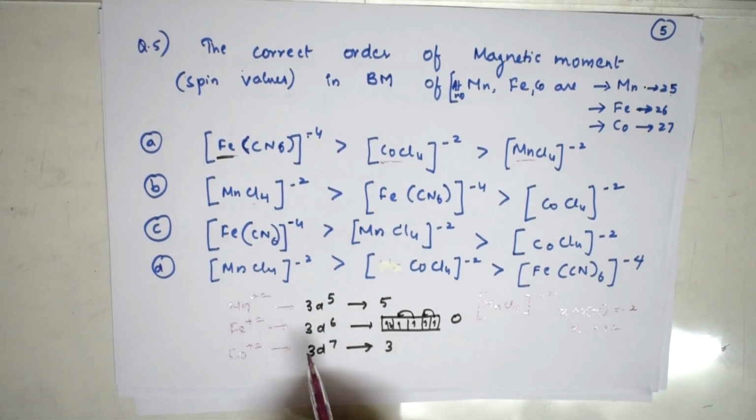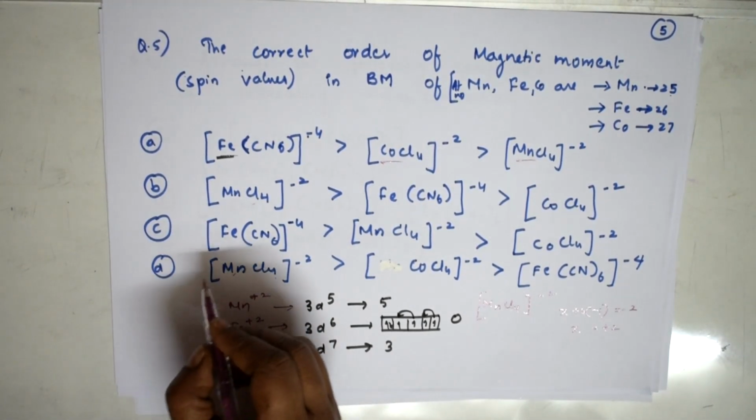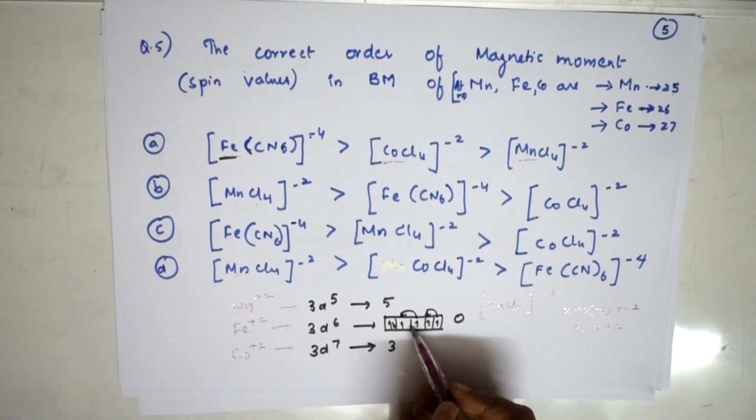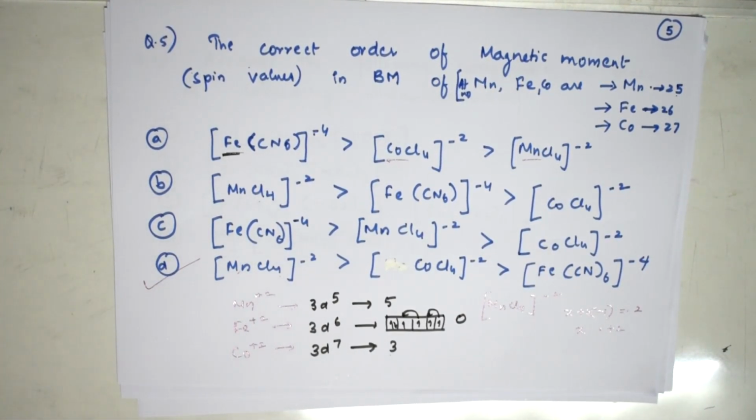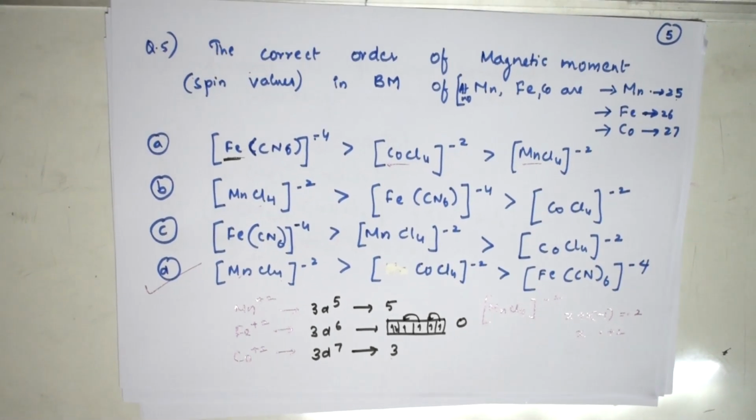What is the correct order? Which is maximum? Manganese, this one is maximum, then comes cobalt, then this. So the correct option is D. So simple, only 3 steps are there. Within 30 seconds you can finish off this. Now let's come and solve question number 6.